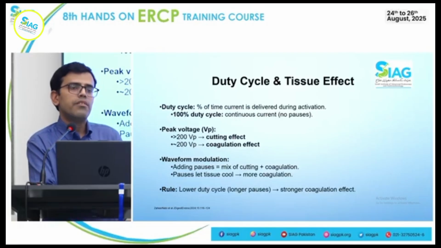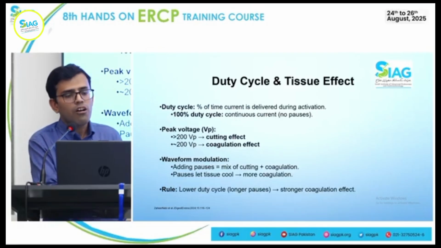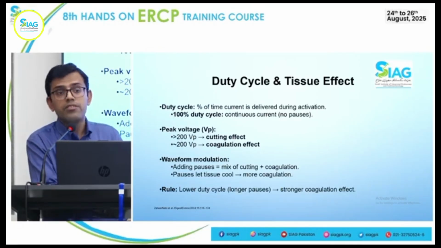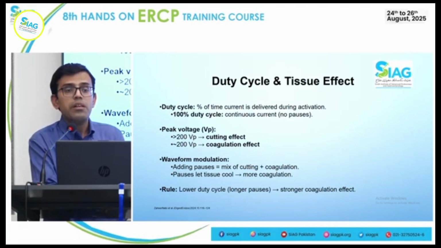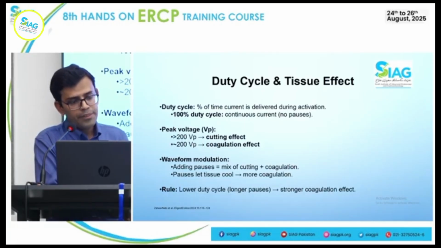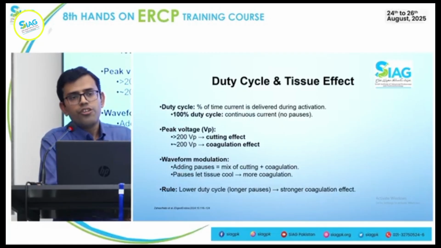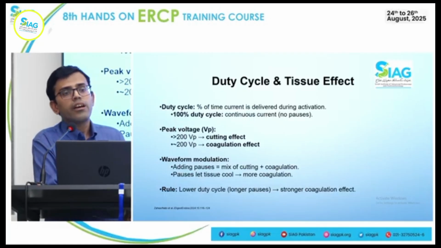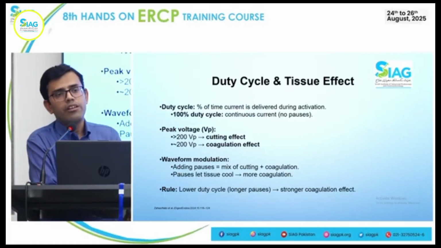The simple concept is, if there is 100% of the current available, 100% of the duty cycle, it will be a cutting current. If there is 6% of the duty cycle, it will be a coagulation current. The lower the duty cycle, the more coagulation will happen. But it's not just the duty cycle that defines whether the current is a cutting current or a coagulation current.